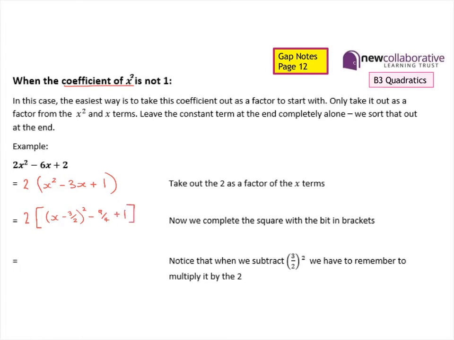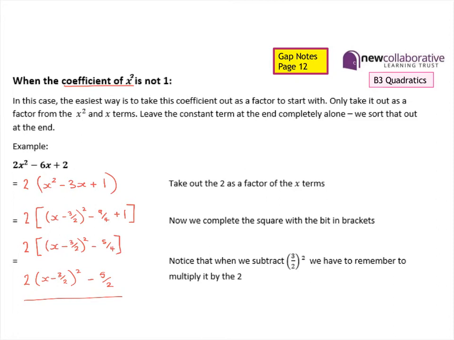And so if we simplify that before we continue, we've got x take away 3 over 2 squared, and take away 5 over 4. And finally, we can multiply out by the 2 again to give us 2 multiplied by x take away 3 over 2 squared, and then take away 10 over 4 or 5 over 2. So we've completed the square successfully when the coefficient of x squared is not equal to 1.